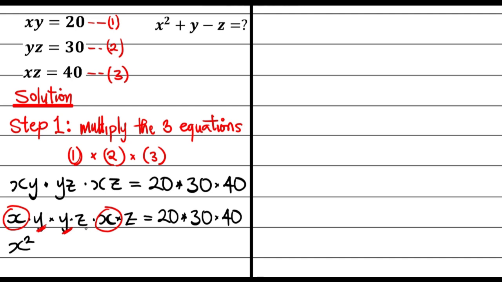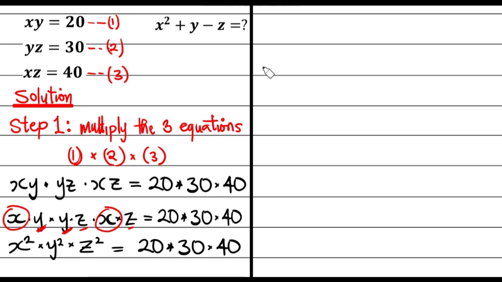Likewise, I have z here and I also have z here. If I multiply those together, it's going to give me z squared. Therefore, I have x squared multiplied by y squared, then multiplied by z squared, still equal to the same thing on the right hand side, 20 multiplied by 30, then multiplied by 40.